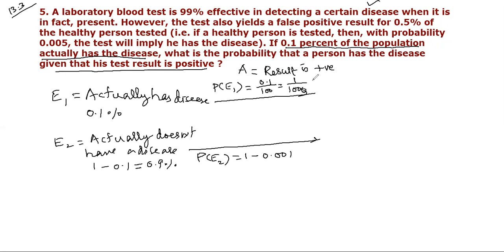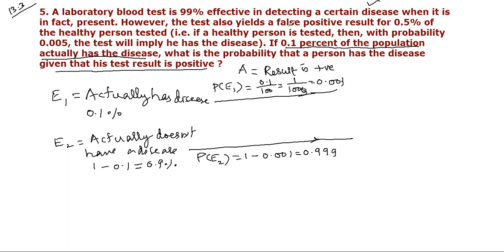1 minus 0.001. Write everything in decimal form. Everything you should write in decimal part. So then it will become 0.999, and a more accurate probability will come. Understood? So convert into decimal, then you will get more accurate results. Okay, so actually has disease.